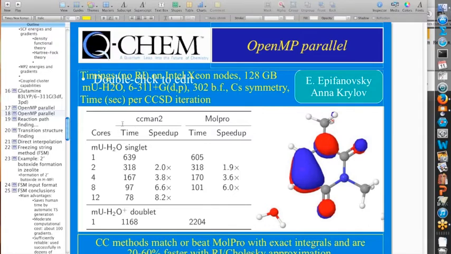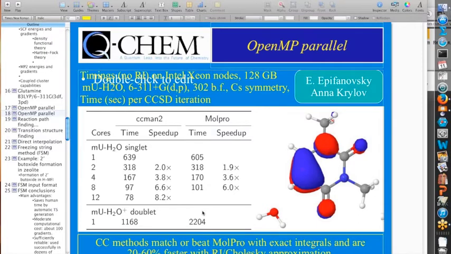And the important point is that Q-Chem's coupled cluster code is very competitive with MolPro, which is typically recognized as the state-of-the-art coupled cluster code for the spin-restricted calculation shown at the top. And you can see nice scalings from 1 to 2, 2 to 4, 4 to 8, and beginning to tail off a bit as we go from 8 to 12 CPUs, but essentially parallel speedups that are comparable or better than MolPro. And then take a look at the open-shell calculation down the bottom, where Q-Chem is nearly a factor of 2 faster than MolPro.